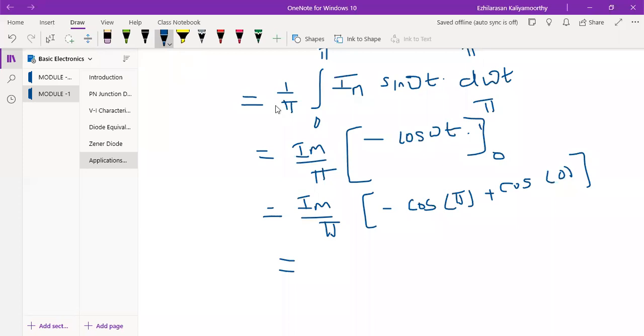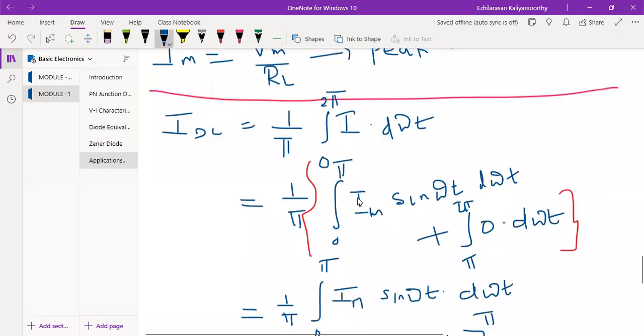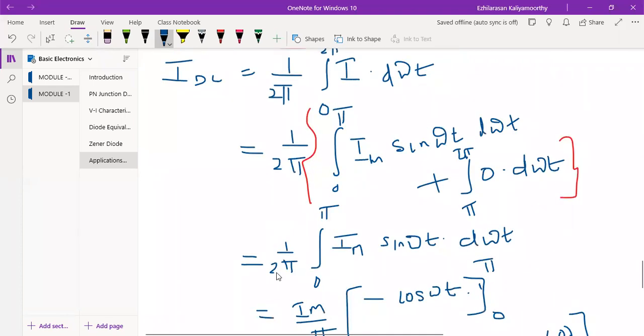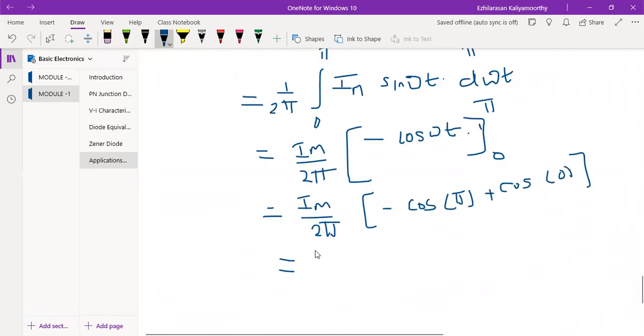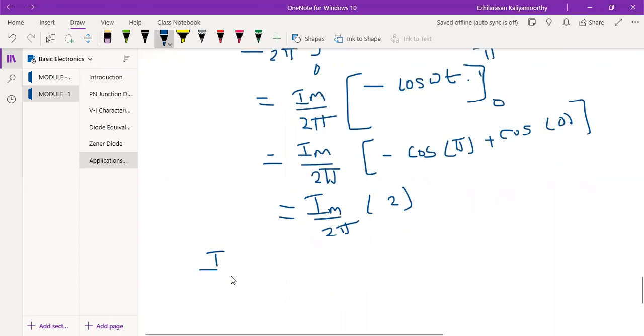So this is supposed to be 2 pi actually. Sorry, we took 1 by 2 pi because the area over the curve is from 0 to 2 pi. Yes. So now what I'll get? I m divided by 2 pi into cos pi is minus 1, minus of minus 1 is 1, 1 plus 1 is 2. Then we get the average current, that is I d c, and the 2 will get cancelled. Then I will get I m by pi.